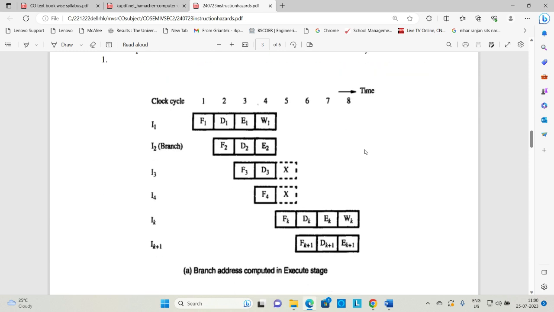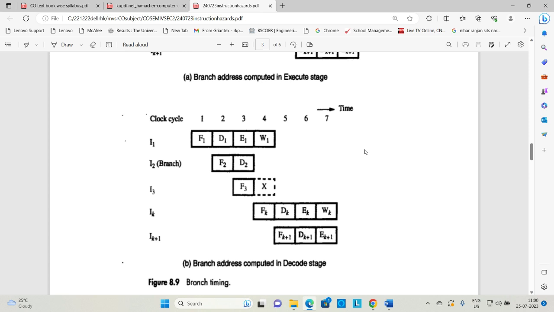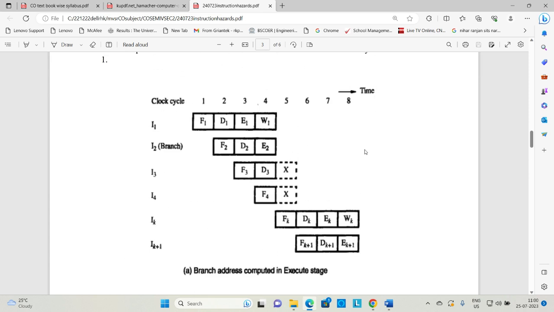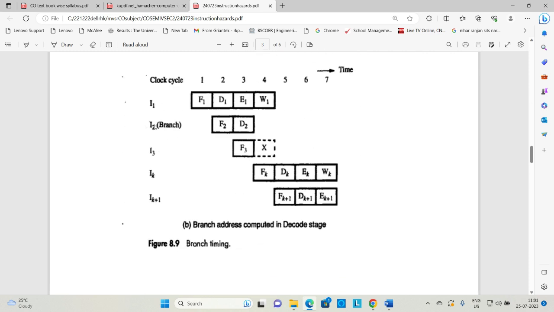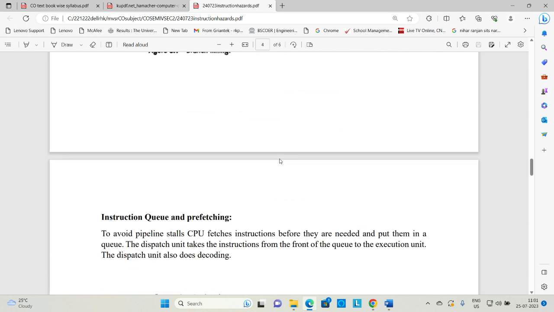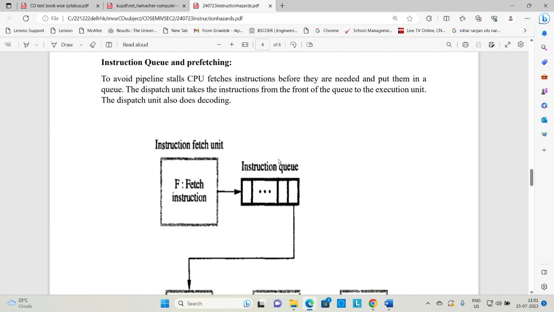These were the topics which we had seen last time, and you can see here I2 is a branch instruction, and there are two slots here, post branch. Then I2 is a branch instruction. There is one slot post branch. Then we had mentioned the use of instruction queue and prefetching technique to reduce pipeline stall.